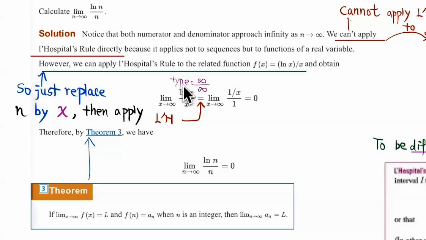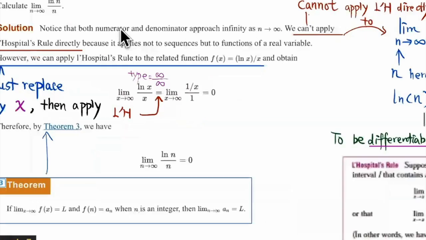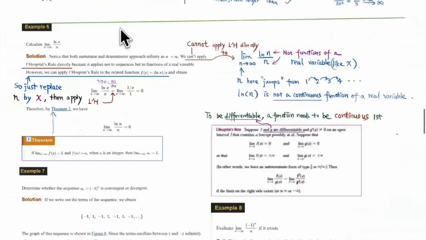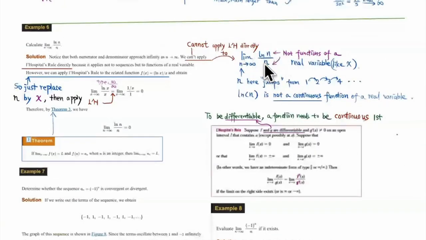What's the derivative of ln of x? 1 over x. And the derivative of x is 1. Then the limit here is going to be 0. Now, someone may say, can you just go ahead and apply L'Hopital's rule for that one?